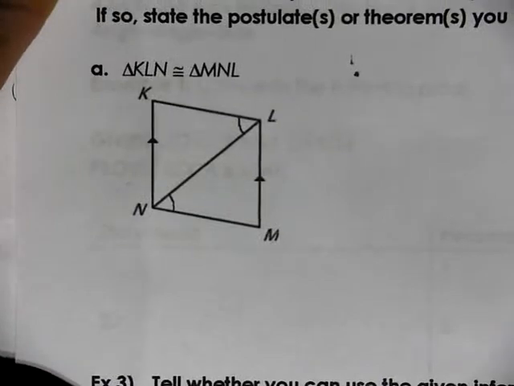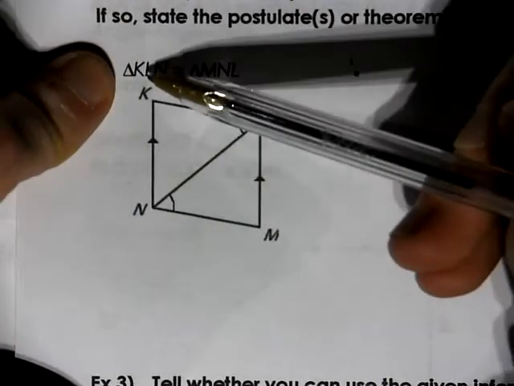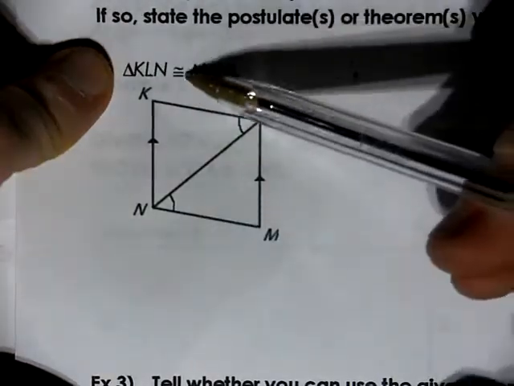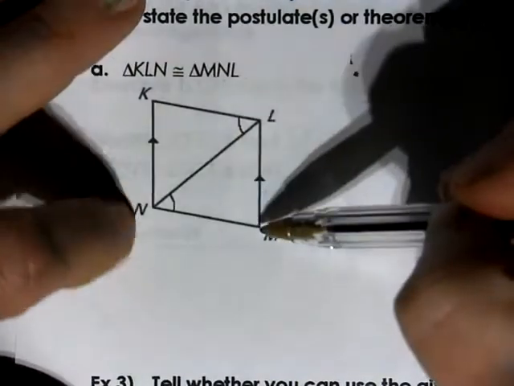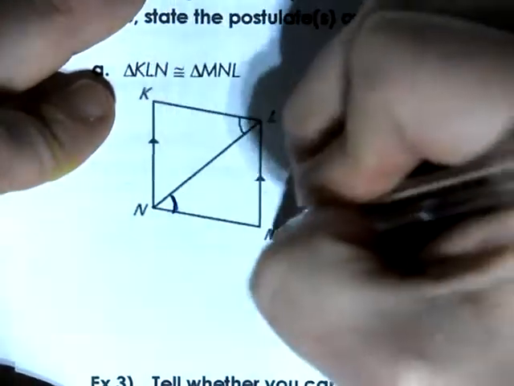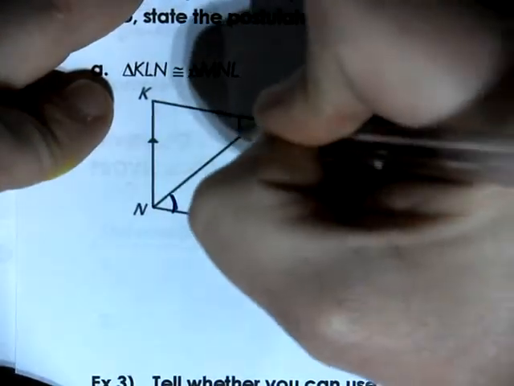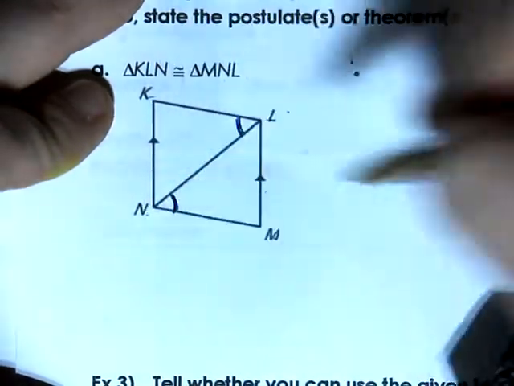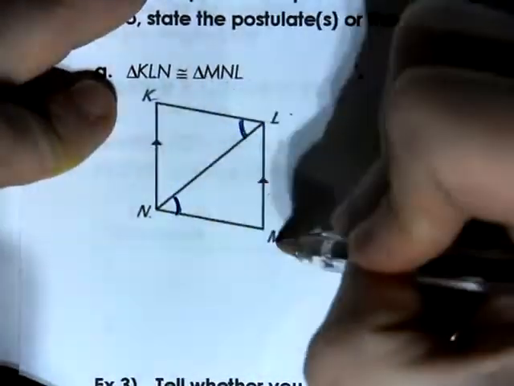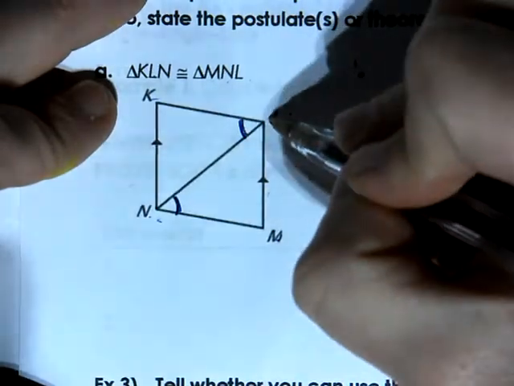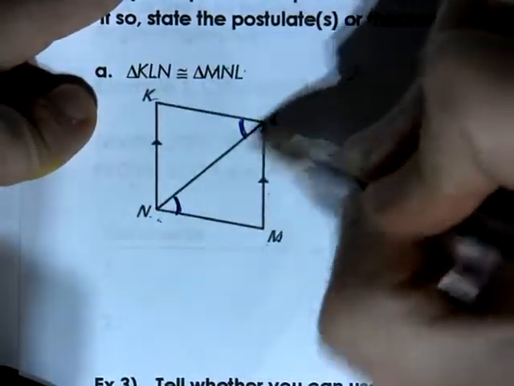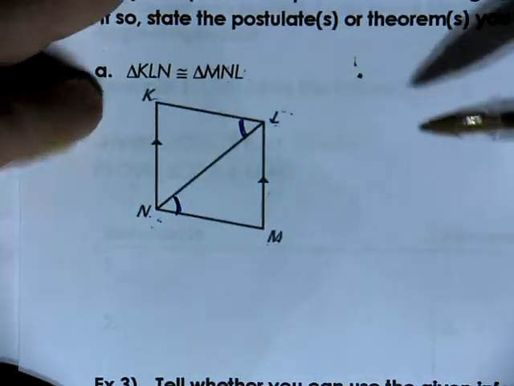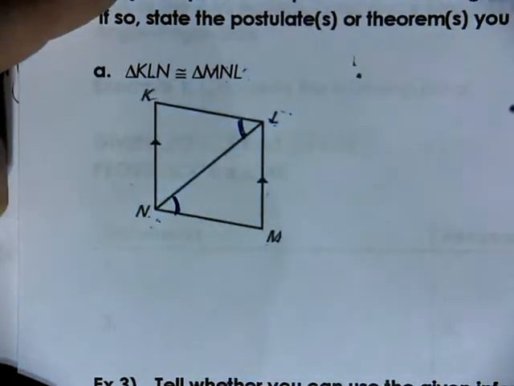In letter A, we are looking at triangle KLN being congruent to triangle MNL. And what I see here is that angle LNM is congruent to angle KLN. So I think that matches. So MNL, yes, would match with KLN. So yeah, I think that matches, especially based on the statement.